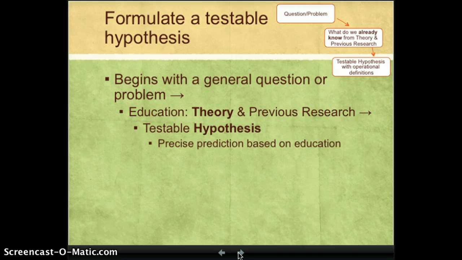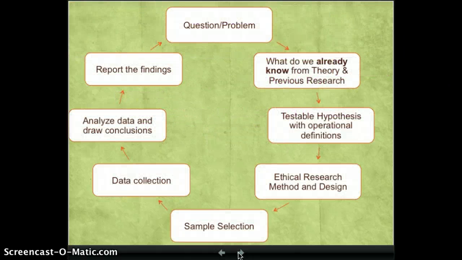So we begin with that general question, and then our next step is to become educated. So what we need to do is look at theories and previous research. The theories we discussed in Chapter 1, but where would you find the previous research? This is the most important step in psychology because scientists report their findings, and these reports are then used in this step to inform new research. Without this, we would be constantly reinventing the wheel.